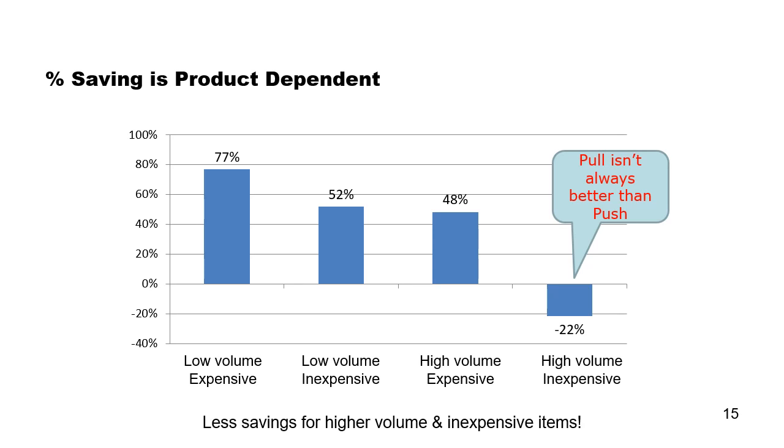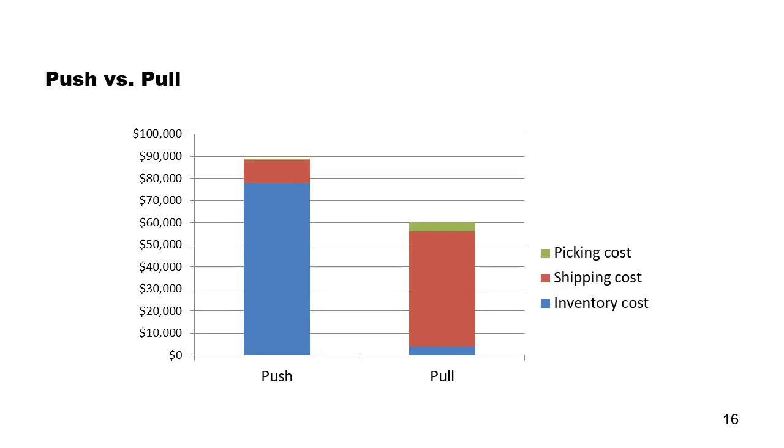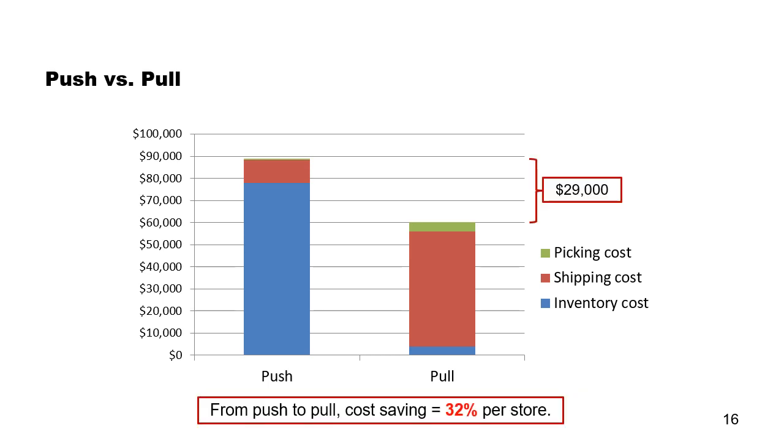So the pull strategy is not always better than push, confirming our intuition. In general, the pull strategy generates net savings for phones with a lower volume and a higher cost. Aggregating the costs of all products into the total cost for this store, we find that the pull strategy increases the picking and shipping costs, but significantly reduces the inventory costs. The net outcome is that if we switch from push to pull, we can save 32% of the total cost, which is about $29,000 per week for this store.